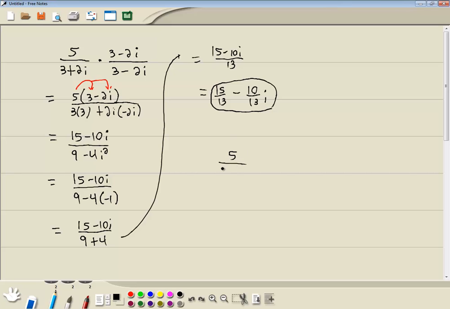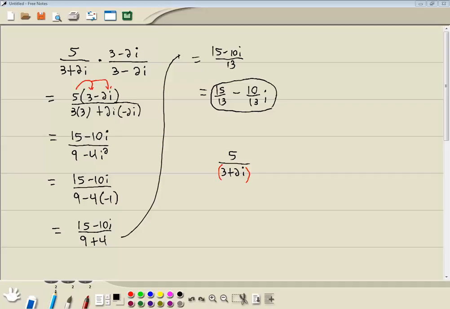Now this one we can do in the calculator. We've got 5 over 3 plus 2i. And the trick to fractions in your calculator is if you've got more than a single number, single variable, single i in the top or bottom, you put parentheses around that part. We've got a 5 here, so we don't have to worry about that. But down below, we're going to put parentheses around that when we plug it in.